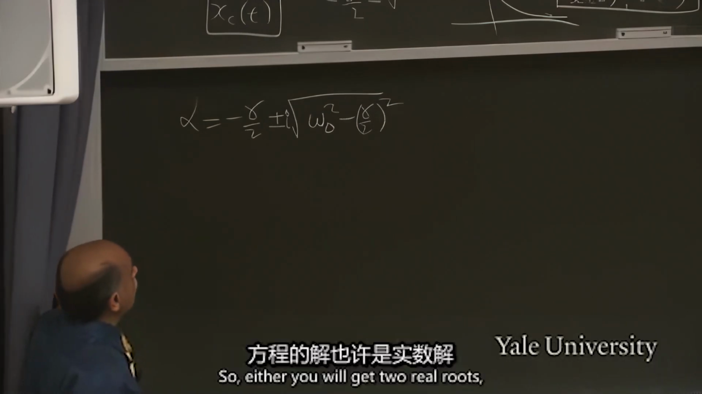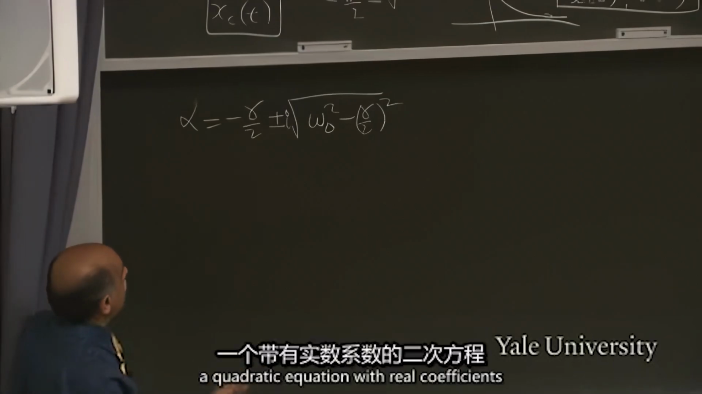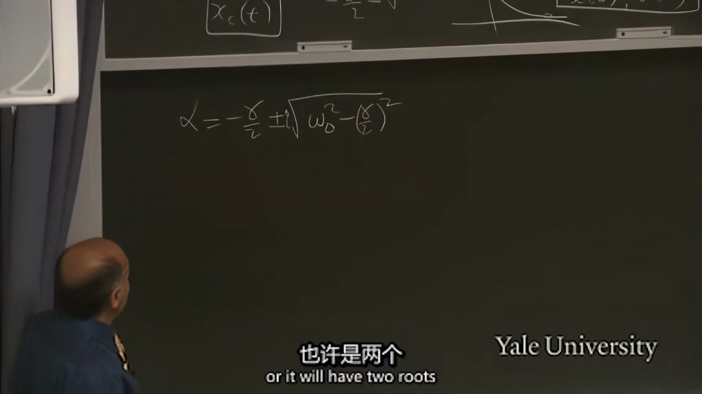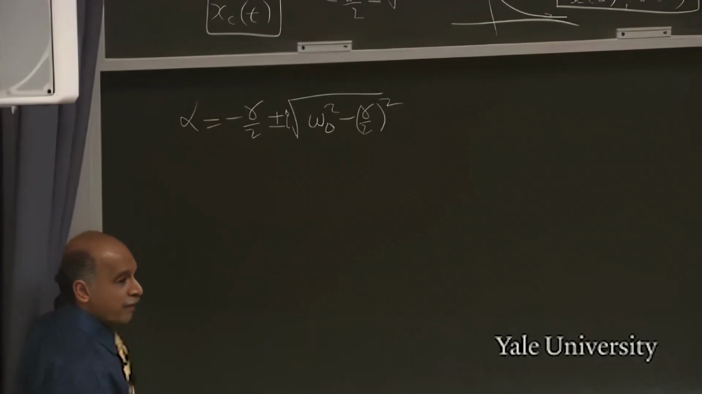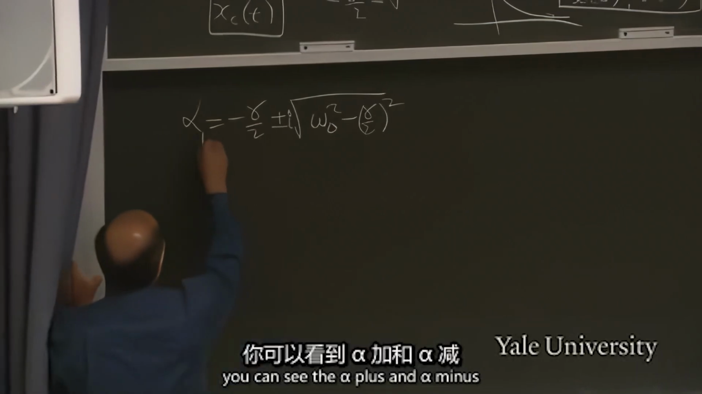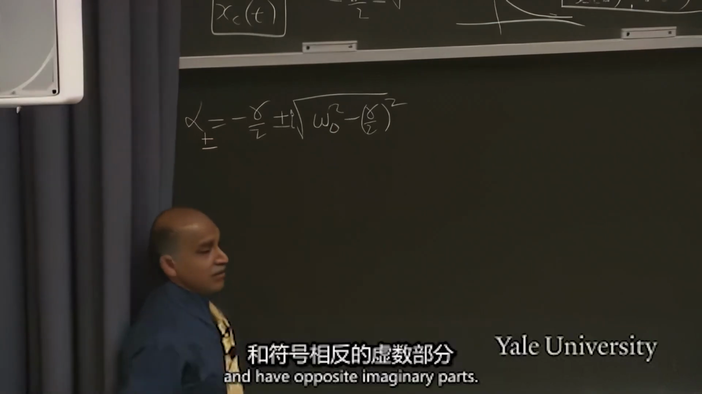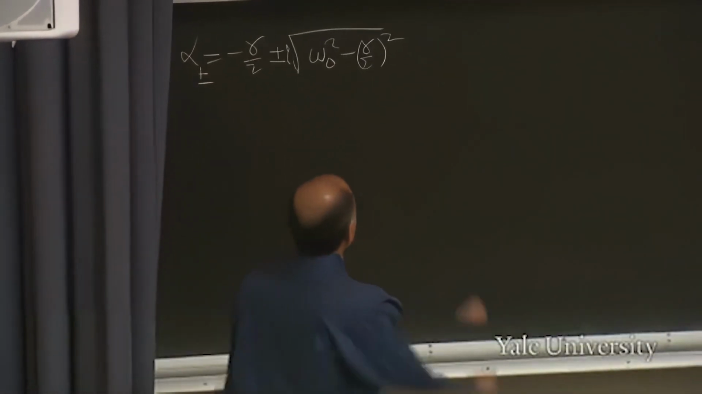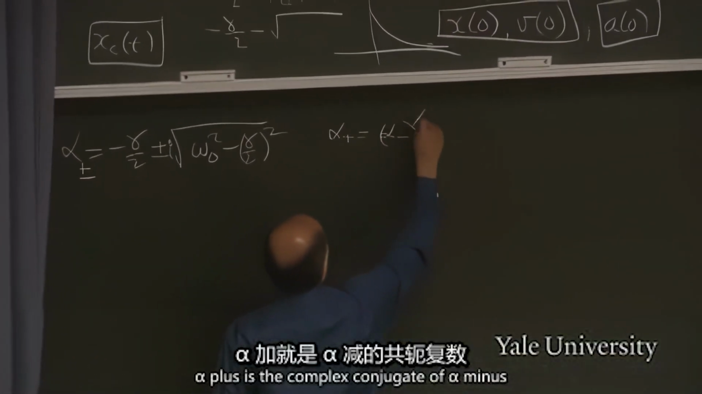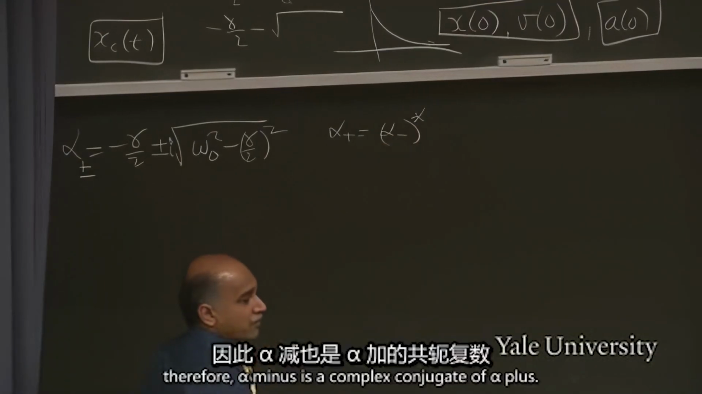So either you will get two real roots. This is a mathematical result, nothing to do with physics. A quadratic equation with real coefficients either will have two real roots or it will have two roots which are complex conjugates of each other. You have learned the notion of complex conjugation, which is to change i to minus i. You can see the alpha plus and alpha minus have the same real part, minus gamma over 2, and have opposite imaginary parts. So in this example, alpha plus is the complex conjugate of alpha minus, and I've told you this relationship works both ways. Therefore, alpha minus is the complex conjugate of alpha plus.